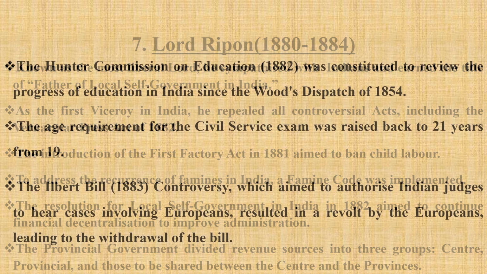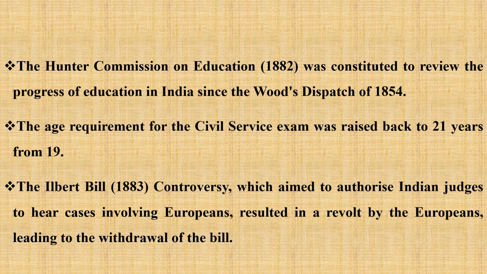The Hunter Commission on Education, 1882, was constituted to review the progress of education in India since the Wood's Dispatch of 1854. The age requirement for the civil service exam was raised back to 21 years, from 19. The Ilbert Bill, 1883, controversy, which aimed to authorize Indian judges to hear cases involving Europeans, resulted in a revolt by the Europeans, leading to the withdrawal of the bill.